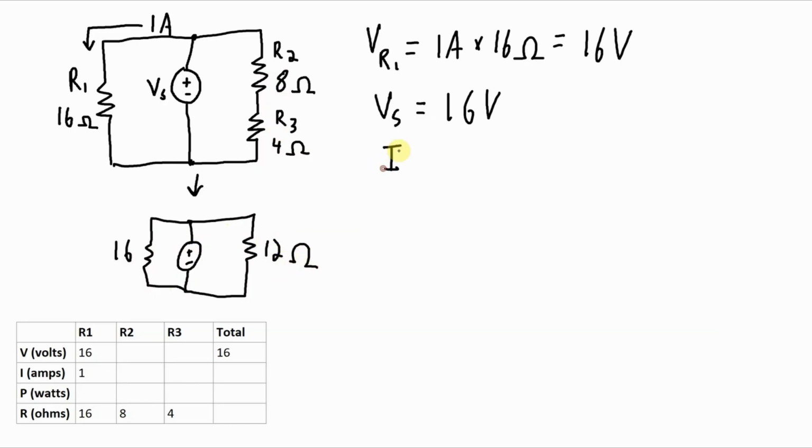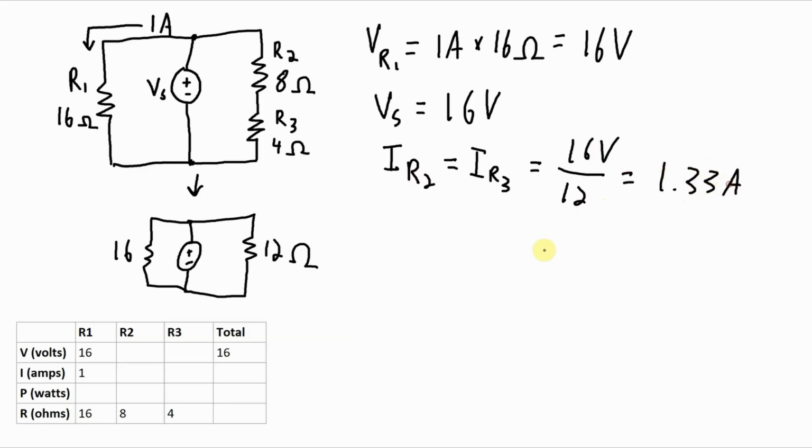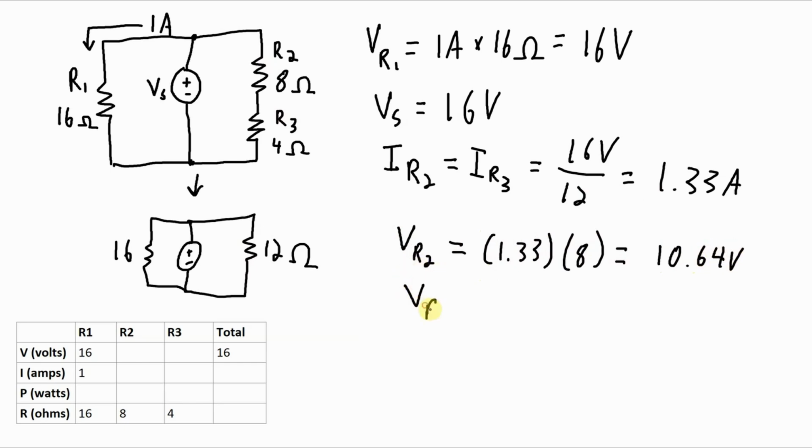So I can now figure out the current through R2 and R3 will be the current in this branch, which is the same as the current in this branch, and that will be 16 volts over 12 ohms, which gives me 1.33 amps. And now with that current going through R2 and R3, I can figure out the voltage across R2 and then the voltage across R3. V equals I times R. I have 1.33 amps times 8 ohms, and that gives me 10.64 volts. And VR3 could be calculated in the same way.